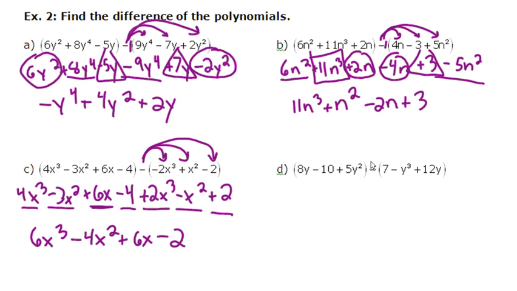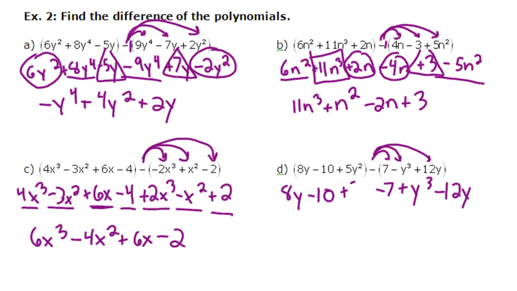Last one for this example. Distribute the negative sign. So this is a negative 7, a positive y cubed, and a negative 12y. I bring down the 8y minus 10 plus 5y squared, and now I'm combining like terms. The highest exponent is the y cubed, so I start there. There's only one of them, so y to the third power.